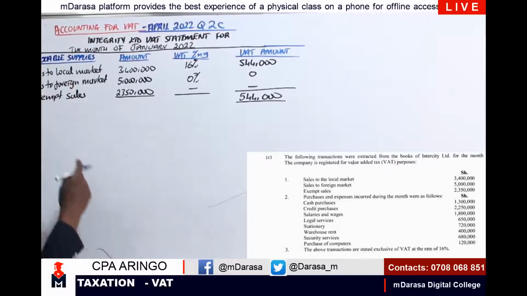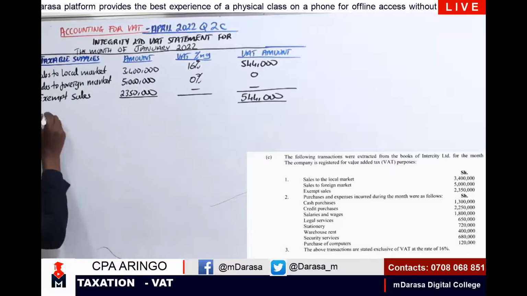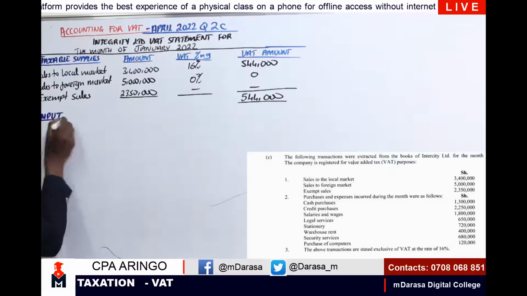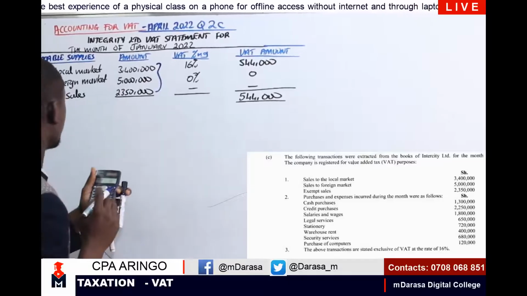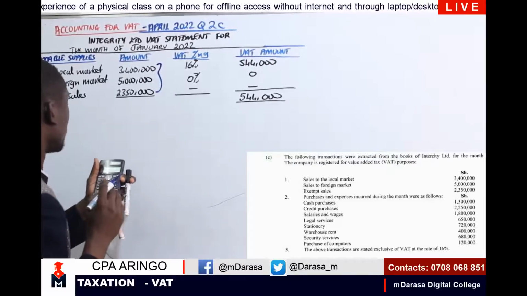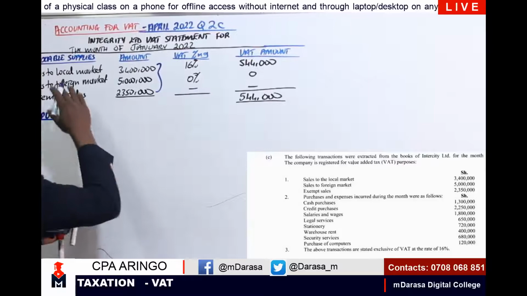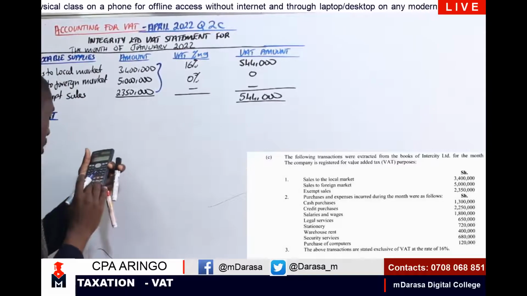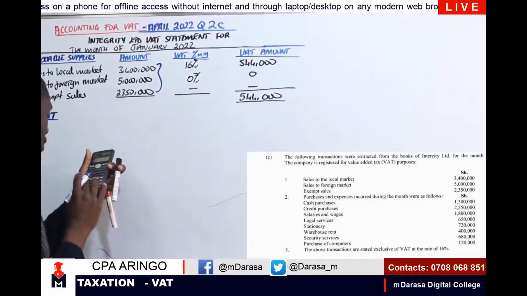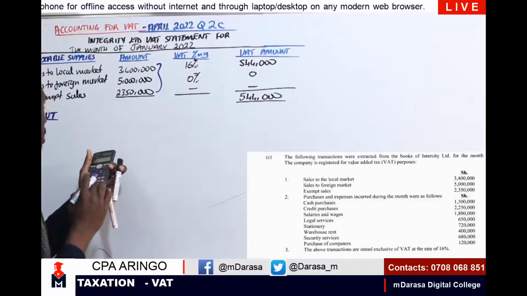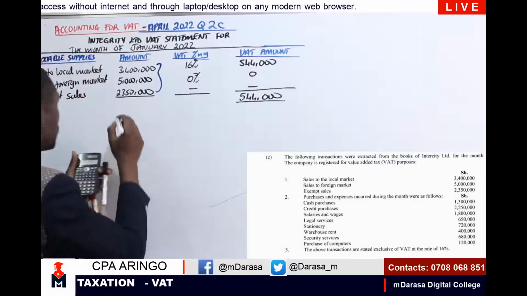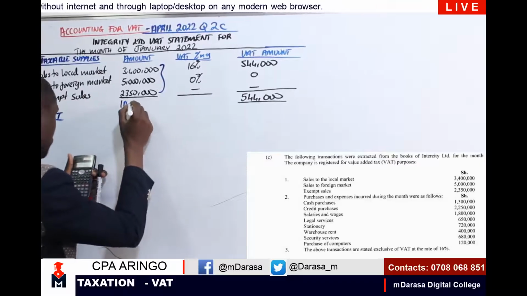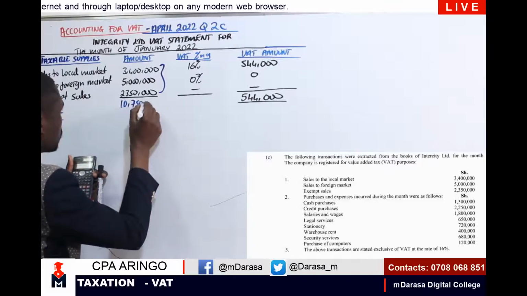Consider our input. Actually, at this point, you can also determine our amount here. These are basically supplies, not necessarily taxable, but supplies. I'm having 3.4 plus 5 million plus 2350. So I'm having 10 million 750,000.